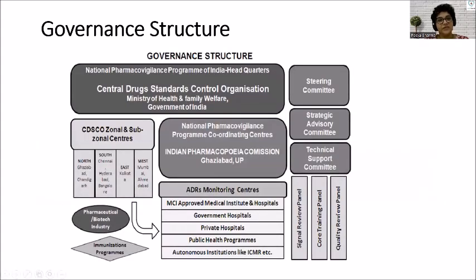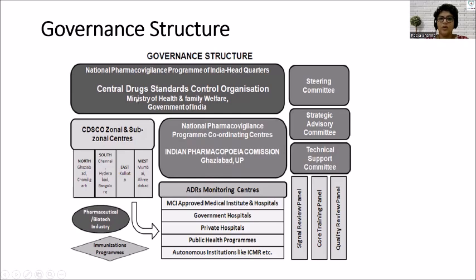This is an overview of its governance structure. There are the ADR monitoring centers, that is adverse drug reaction monitoring centers. These are medical institutes and hospitals approved by the Medical Council of India, including government hospitals, private hospitals, public health programs, and autonomous institutions such as ICMR. These are all in the north, south, east, and west zones. The central coordinating center is at the Indian Pharmacopoeia Commission of Ghaziabad.